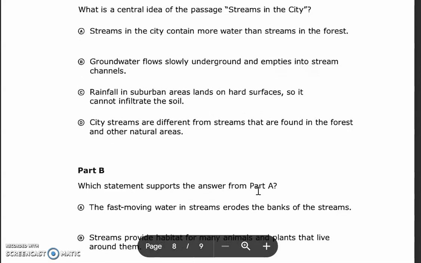Number 10, Part A. What is the central idea of the passage, Streams in the City? A, streams in the city contain more water than streams in the forest. B, groundwater flows slowly underground and empties into stream channels. C, rainfall in suburban areas lands on hard surfaces so it cannot infiltrate the soil. D, city streams are different from streams that are found in the forest and other natural areas.